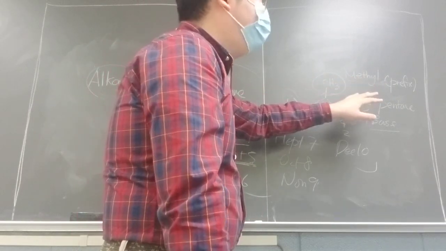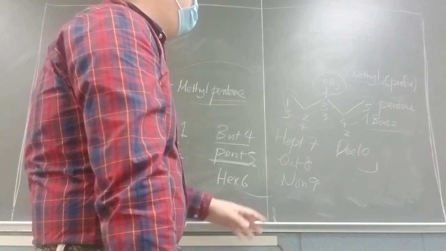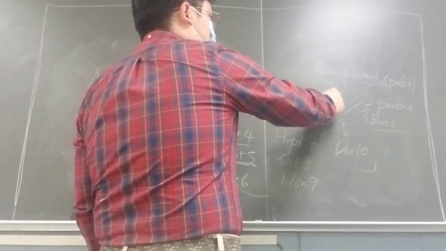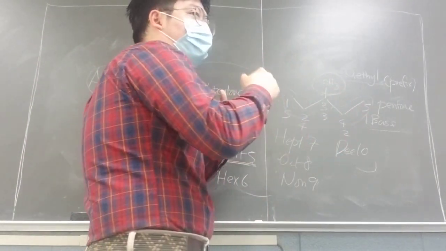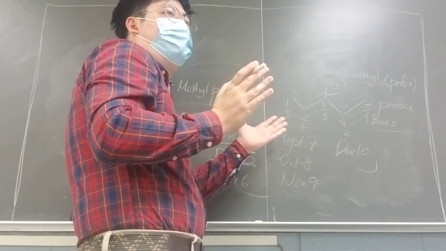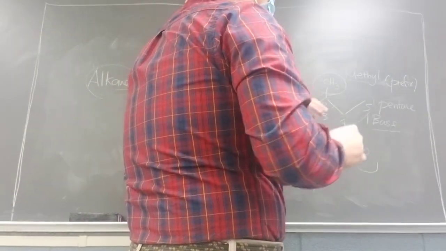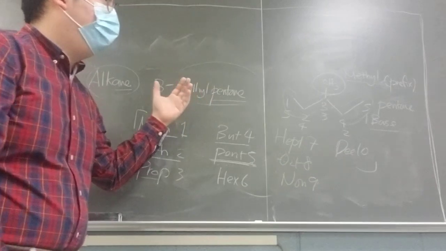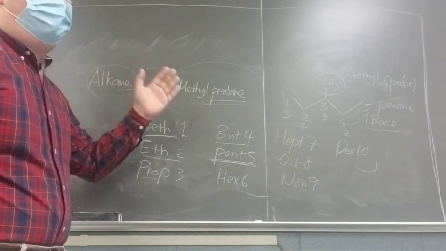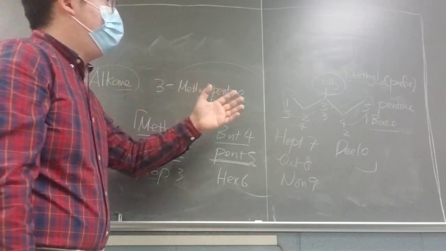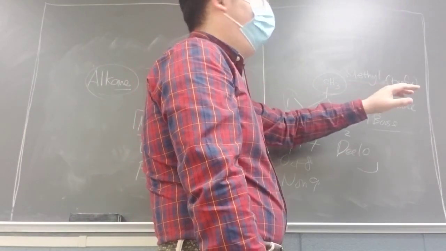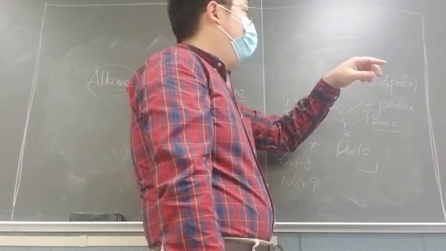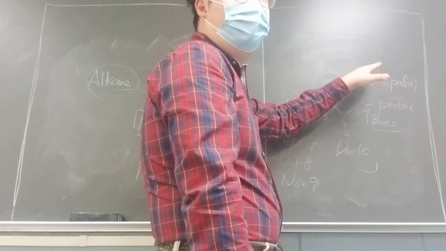But wait, why don't we use ane? Because this is not a base. This is an additional group attached to the base. So if there is an additional group attached to your base, we call them alkyl groups. This is why we're using a different name for it, which is YL. So it's not methane propane, it will be methyl propane.